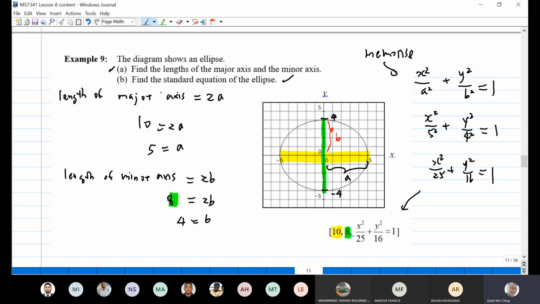This is example 9. How to get the information from the graph. You have the graph, and now you figure out a and b here.